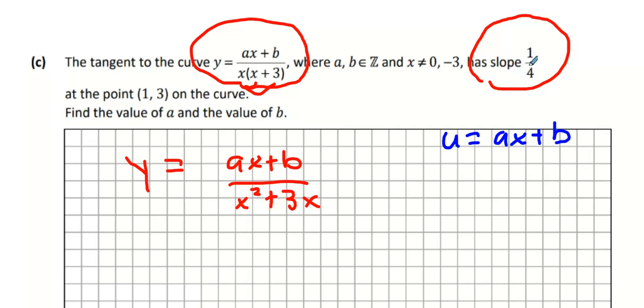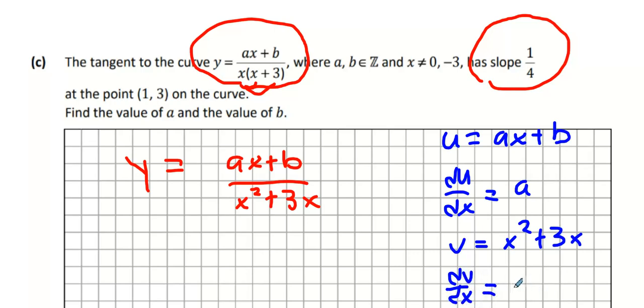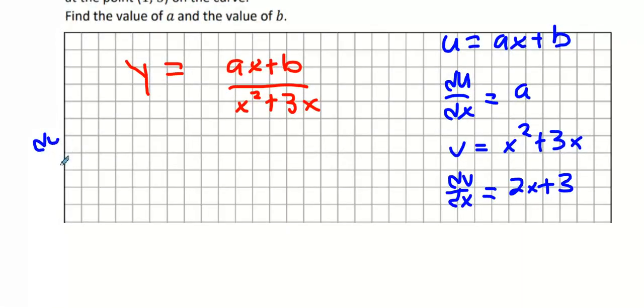So when you see the word slope and you see a generic formula, you're differentiating, aren't you? What's the u and the du/dx? And v? x squared plus 3x, and then the dv/dx? 2x plus 3. Okay, differentiate. And what do we get? So remember the quotient rule? v times du/dx minus u times dv/dx, all over v squared.